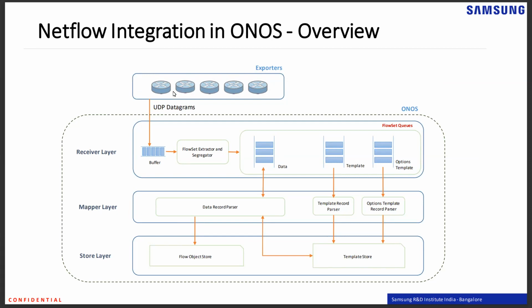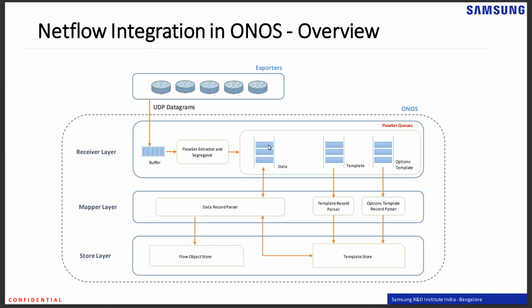The components in the receiver layer will be tasked to accept the UDP datagrams from the exporters, and it's the socket buffer. All the UDP datagrams coming from the exporters will be stored in this buffer. And then we have a flow set extractor and segregator. Its task is to extract the Netflow packets from these UDP datagrams, identify what type of flow set packets these are, and then put them in the respective queues.